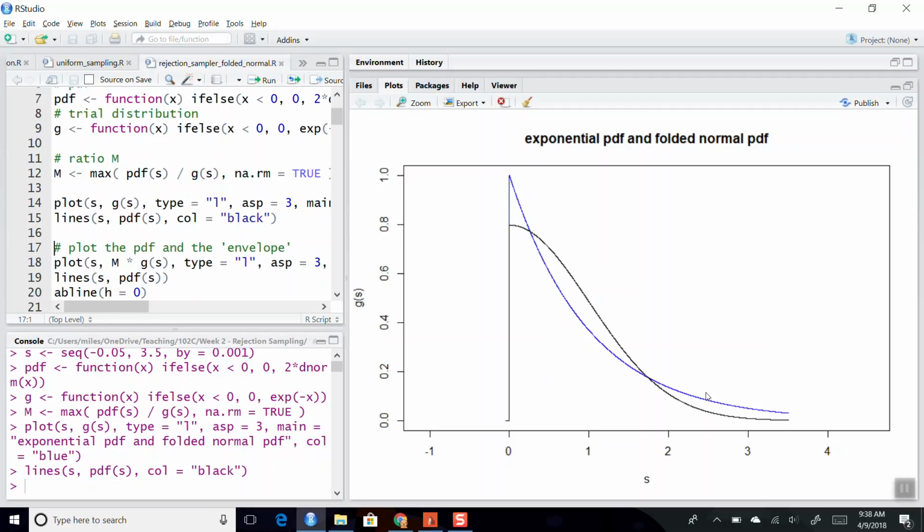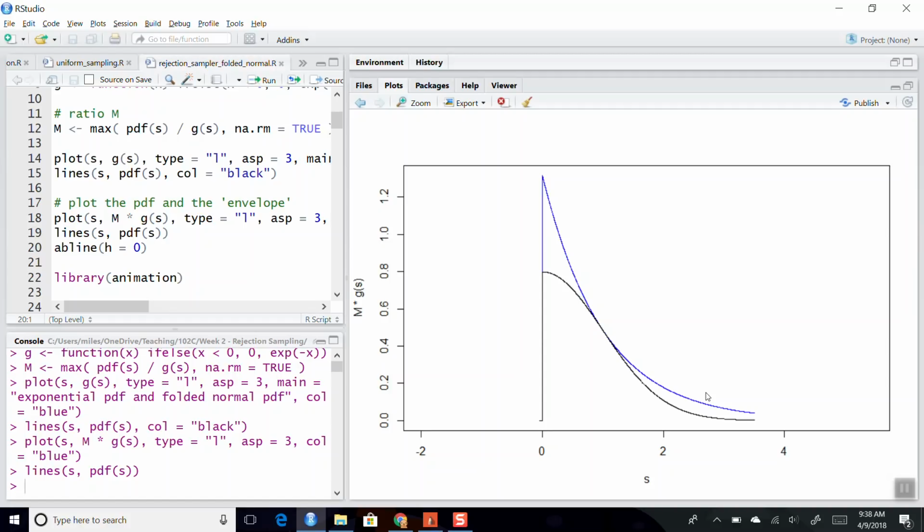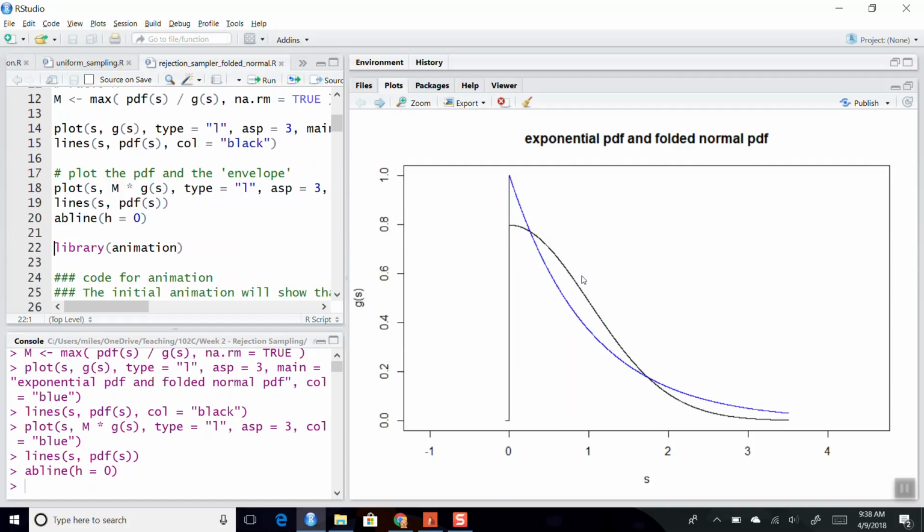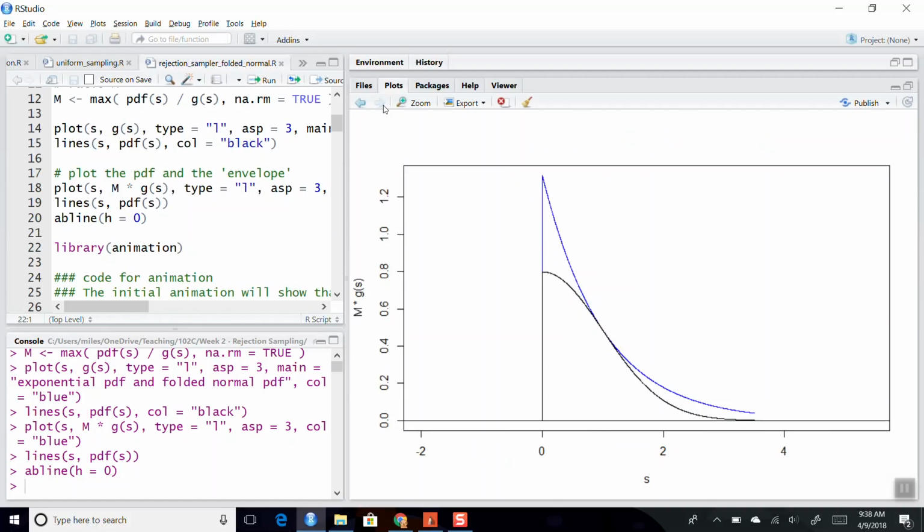So what I want would be something that looks like this. So here I just multiplied the exponential PDF by a constant. So if we just compare, here is the normal in black and the exponential in blue. All I'm doing is multiplying the exponential by some constant so that it is always taller than the normal, okay? So how do we find that? How do we find the constant with which to multiply? This requires a little bit of work, okay?